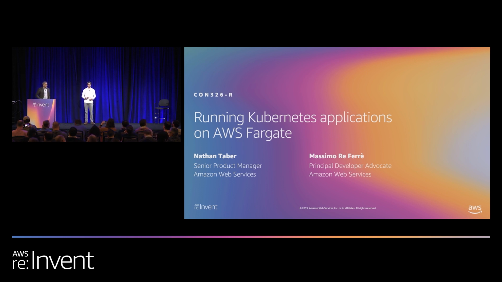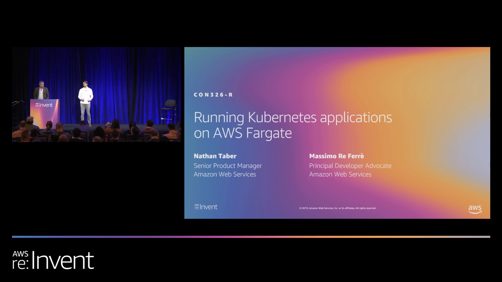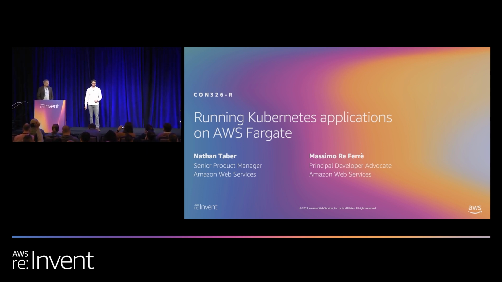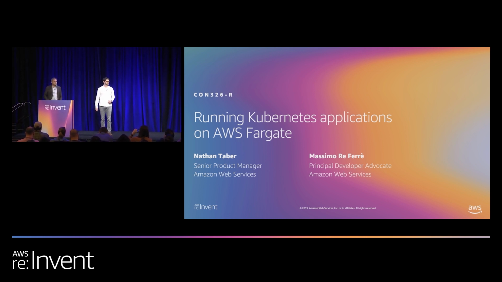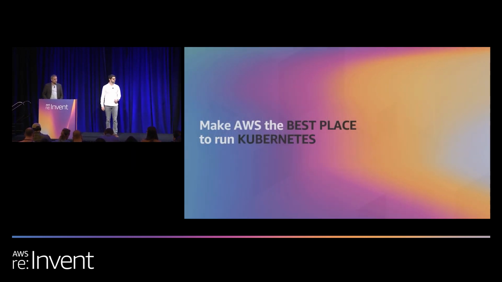Awesome, welcome. So today we're going to be taking a first look at how you can use Amazon Elastic Container Service with AWS Fargate to run your Kubernetes applications. So let's take a look at this.